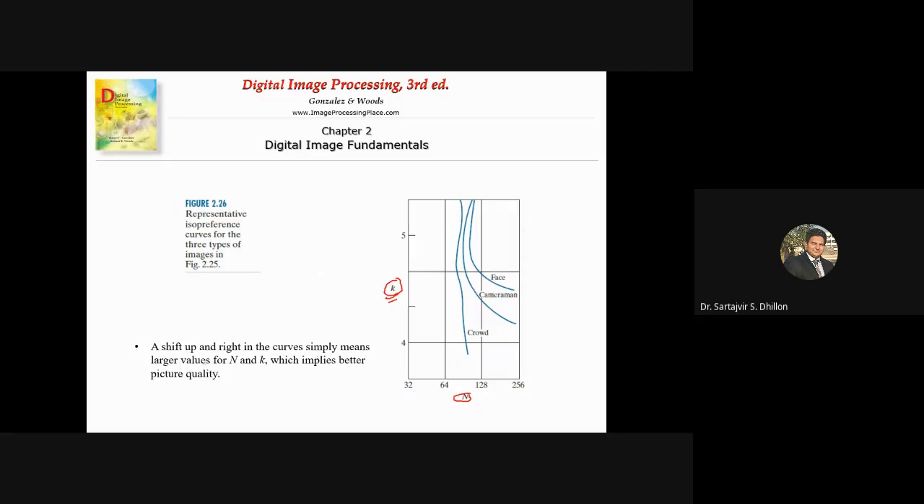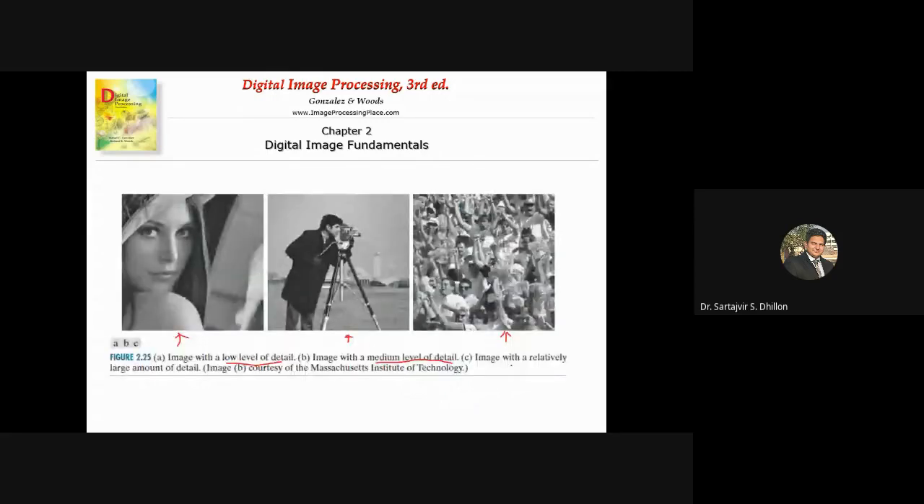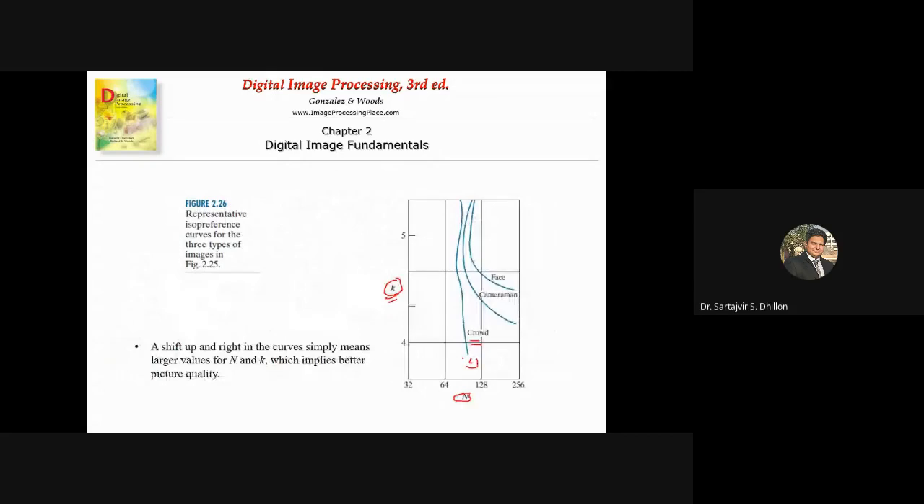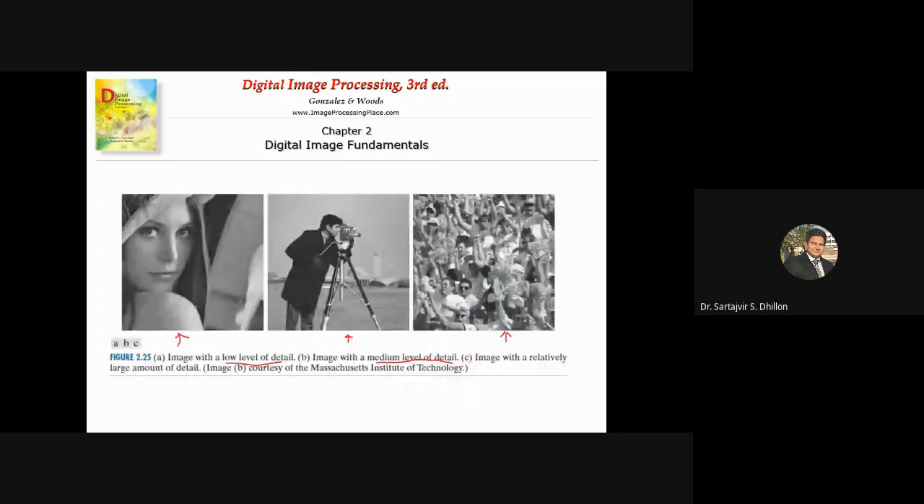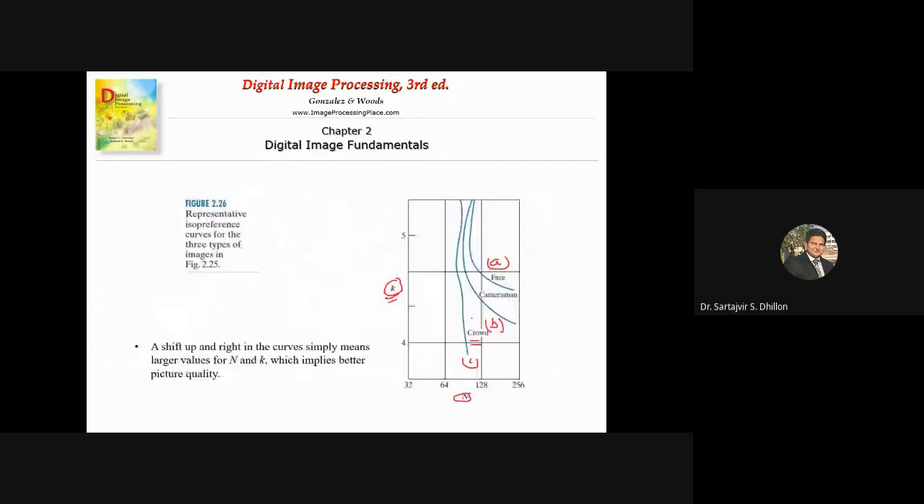Okay, this line is representing the crowd. This one is C for figure C, and this line is representing the cameraman, which is B, and the first line is representing figure A. Figure A is just representing the face, then the cameraman, and the third one is the crowd. So the intensity as well as the number of levels are varying with respect to these two parameters for these three images.